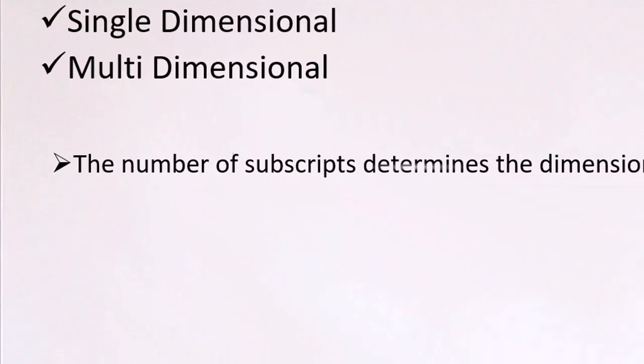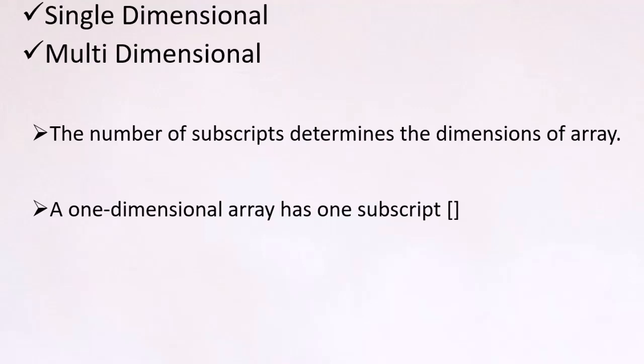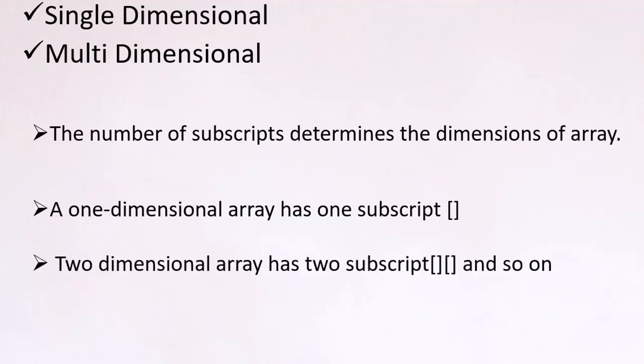When we talk about single dimensional, as its name indicates, it will be with what? It will be with single brackets or subscript, we can say. That means the number of subscripts determines the dimension of an array. So single dimensional means it will take a single subscript, and when we talk about two dimensional, it will take two subscripts, meaning two square brackets, and so on.